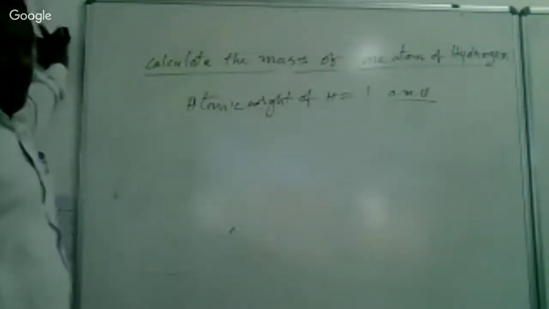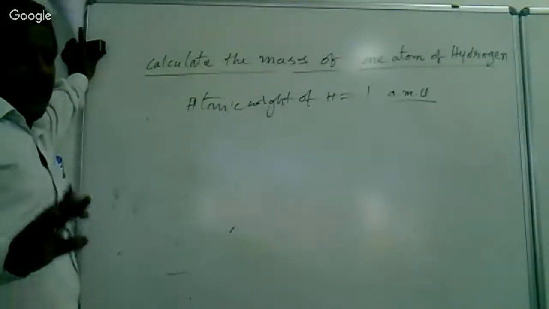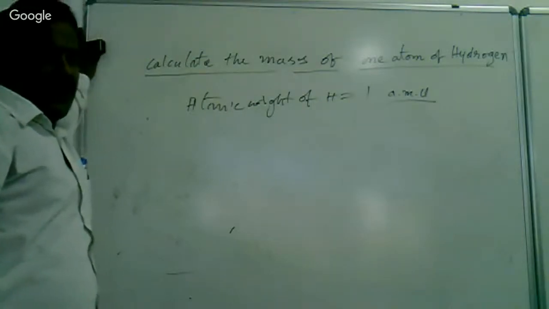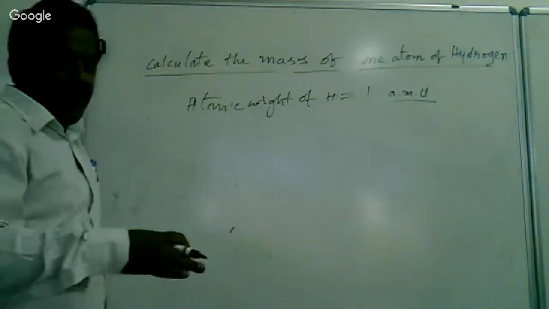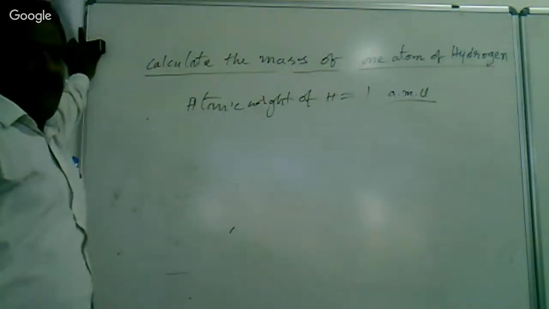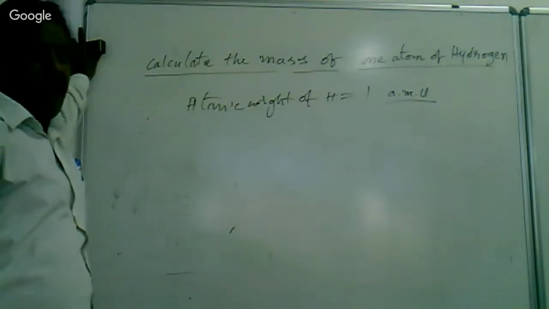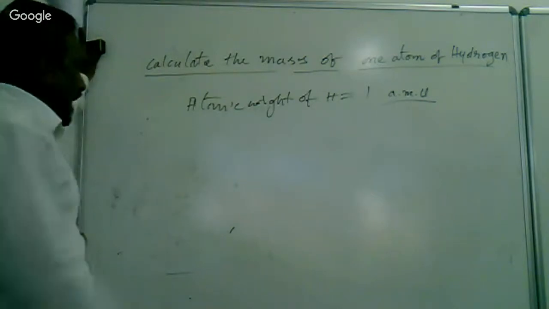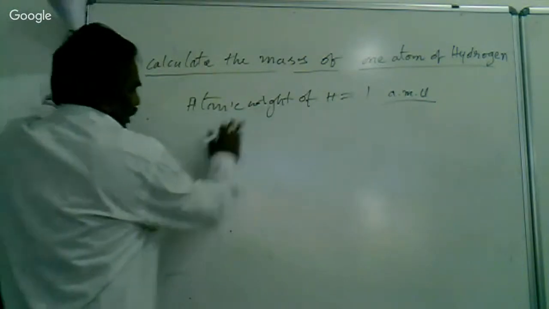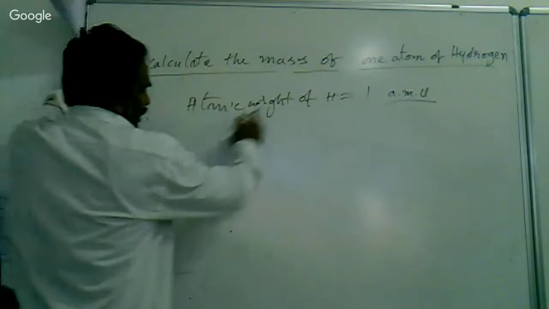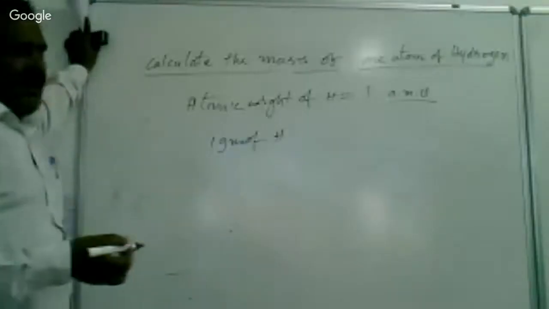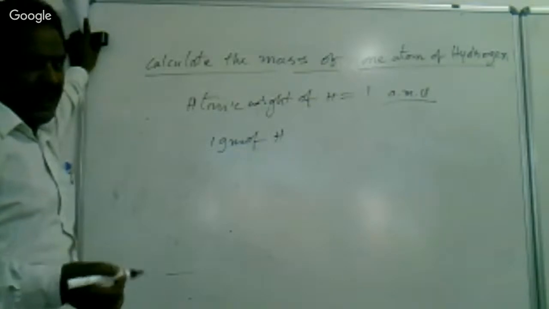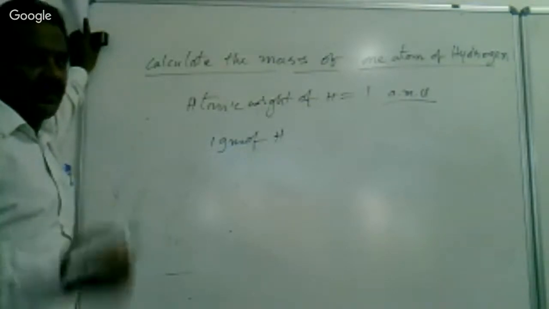See, as we know, 1 mole of any substance consists of Avogadro number of molecules or atoms, whatever may be the structural units. So if you want to calculate the weight of one particular atom, simply the atomic weight divided by Avogadro number will give the weight of one atom of that substance. As we know that the atomic weight of hydrogen is 1, if I take 1 gram of hydrogen, it's 1 mole of hydrogen atoms, which means 6.023 into 10 power 23 atoms.